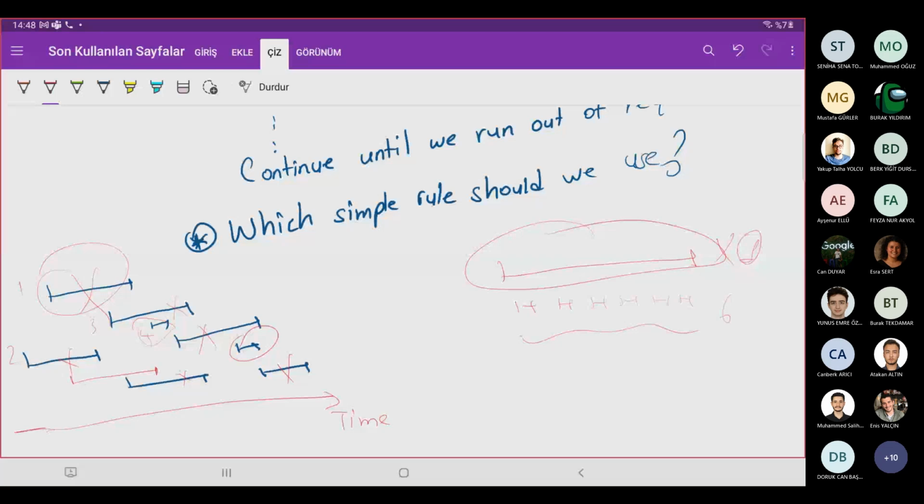Okay, maybe if you choose the smallest one, then would it make more sense? Because intuitively, it has less chance of overlapping with other requests, maybe. If we do the reverse of what you said, the smallest ones, maybe.